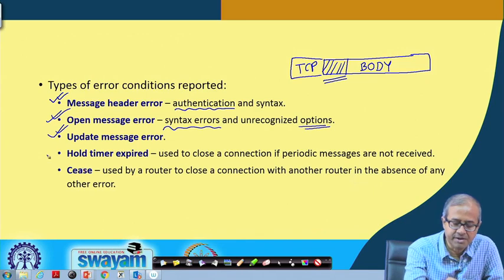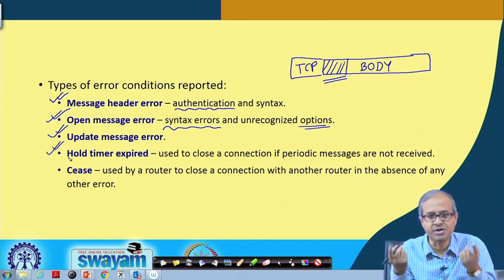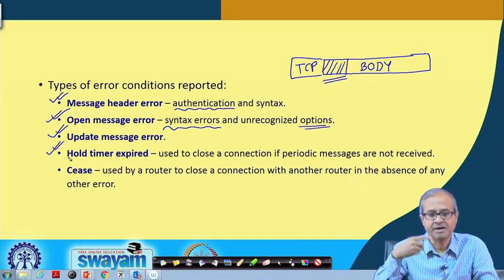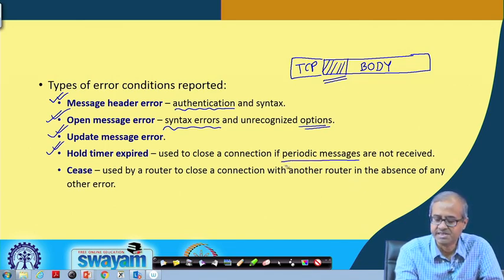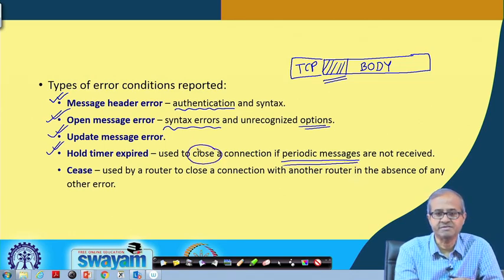Hold timer expired means the keep alive messages are used to inform that the link is up, the connection is running. There is a timer which is set every time a keep alive message is received. After that, if the timer expires, it means that the periodic messages are not coming. So, now I can close the connection, maybe the other side is not responding.